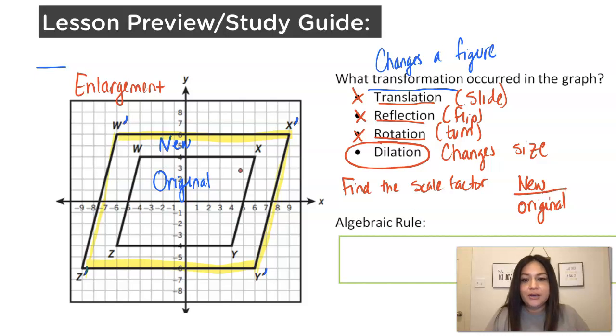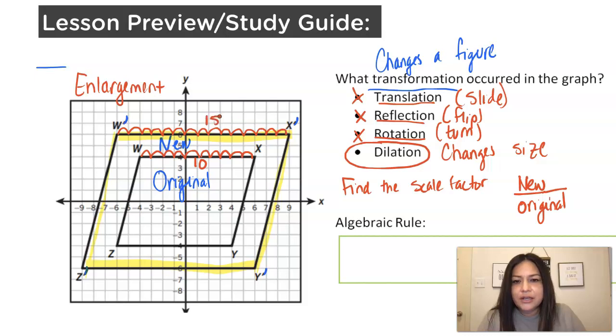So let's remember, we can use side lengths or we can use coordinates. I personally like to use side lengths. So I'm going to go ahead and count right here. 1, 2, 3, 4, 5, 6, 7, 8, 9, 10. So in the original, I have a side length of 10. Now let's go ahead and see the new. 1, 2, 3, 4, 5, 6, 7, 8, 9, 10, 11, 12, 13, 14, 15. So the new side length is 15.